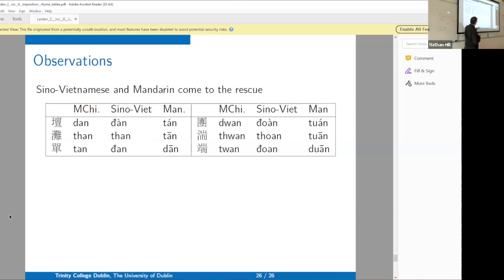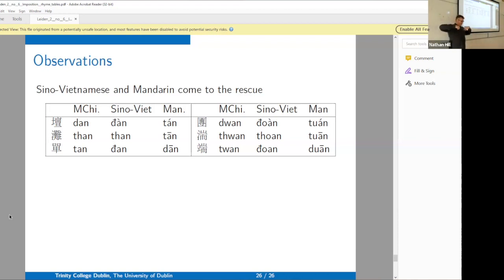But then if we look at the Sino-Vietnamese readings or indeed the Mandarin readings, you will say, okay, it's a pretty good arbitrary index to choose, yeah? Both Sino-Vietnamese and Mandarin have some medial wa there. And the same two varieties, Sino-Vietnamese and Mandarin, they don't have the wa on this side.